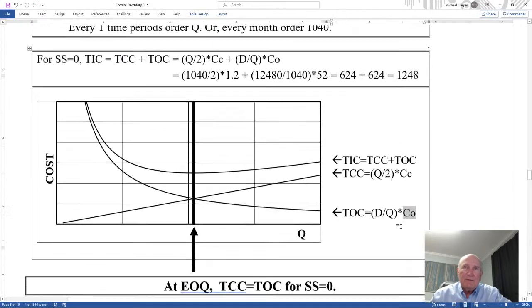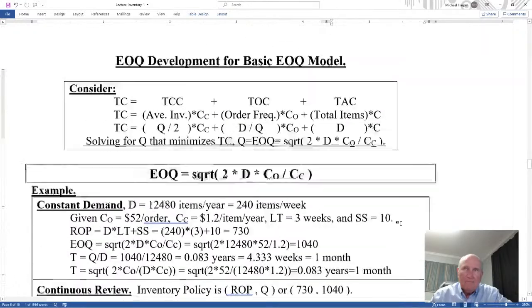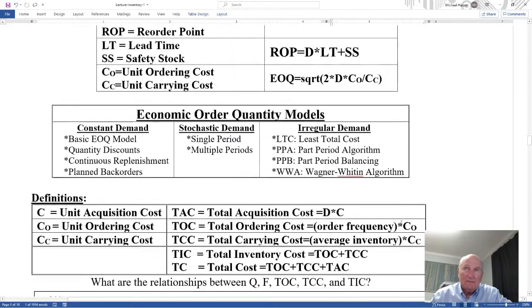So then up here, what I just explained is exactly the basis of something called the least total cost method or the part period algorithm.